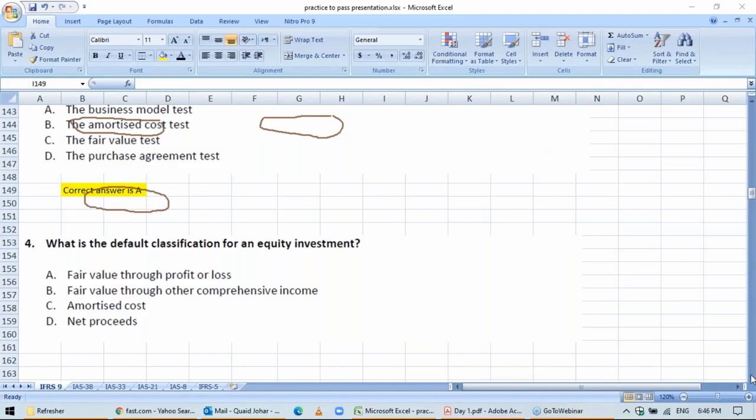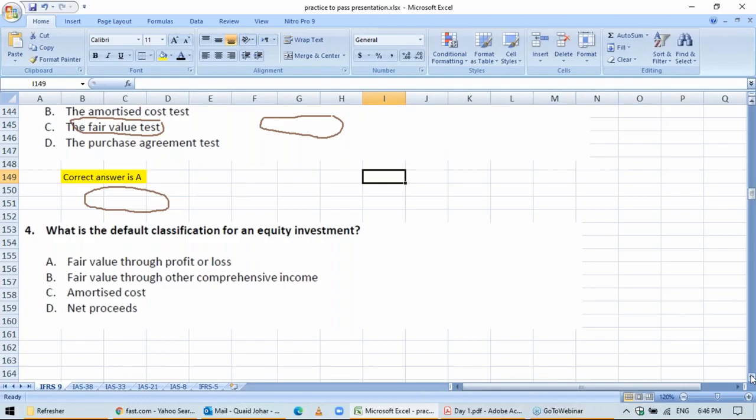So the next question is regarding what is the default classification for an equity instrument, for an equity investment. So if you are buying a share, what will be the default classification? There are two classifications in which an equity investment can be recognized: financial asset at fair value through profit and loss, and financial asset at fair value through other comprehensive income. But what is the default category? The default category is fair value through profit or loss.